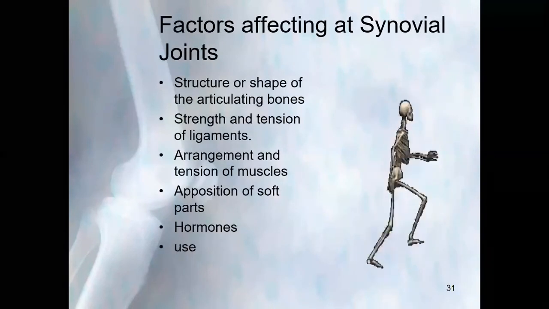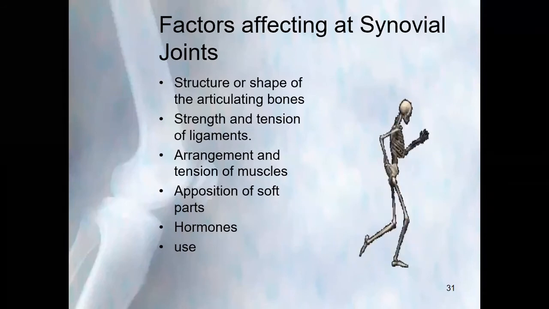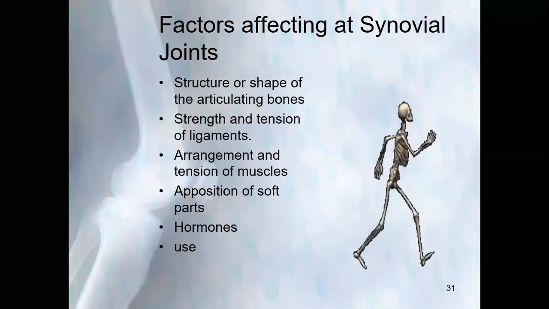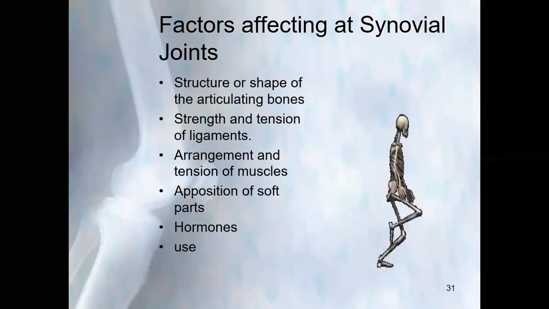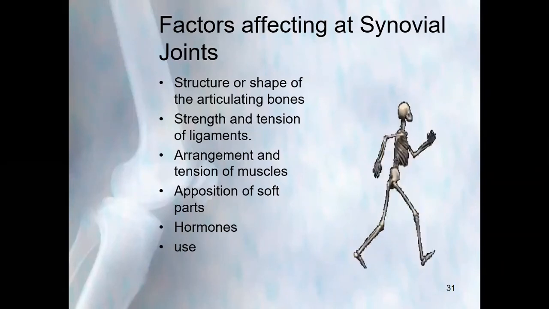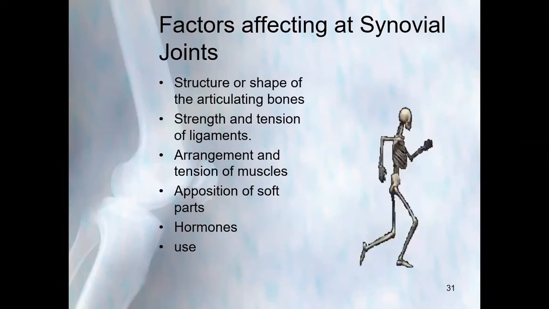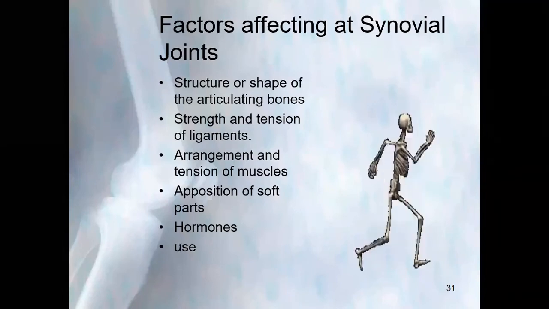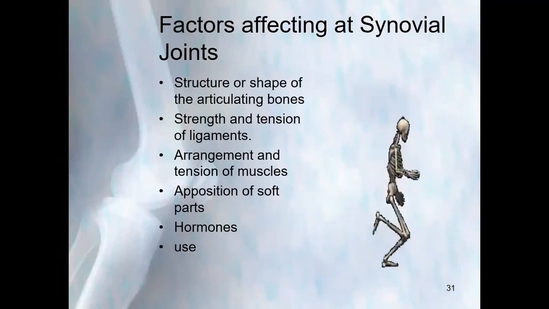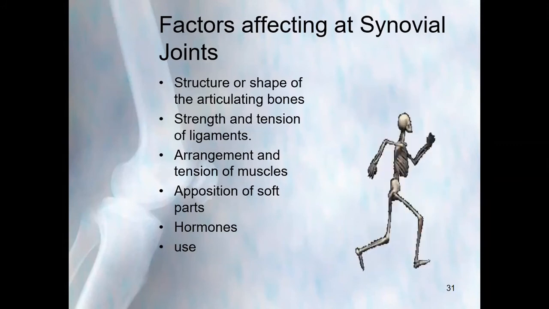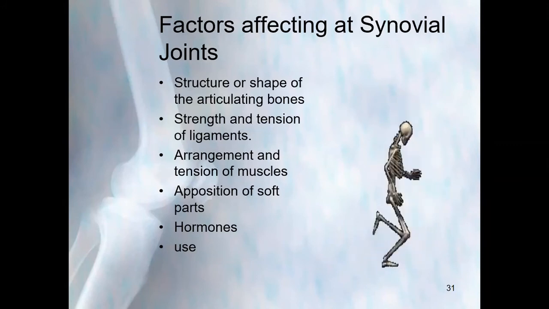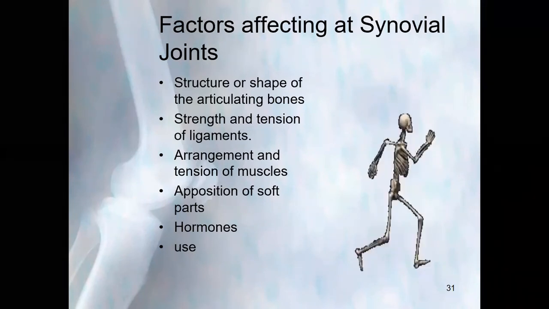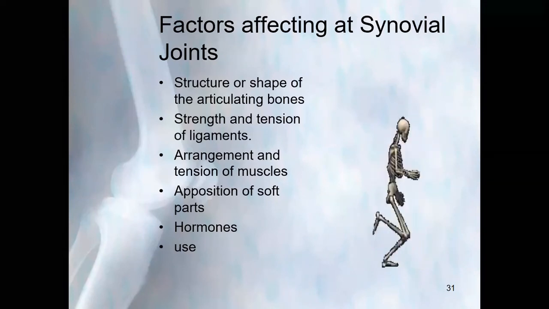Now, the structure or shape of the joint provides strength to the joint. If there is depth of the articular surface, it grips the other bone and makes a powerful joint, and dislocation is less possible in this type of joint. Also, ligaments provide support to the joint, as does the arrangement of muscles. If more muscle is present around the joint, chances of dislocation are less. Also, the soft tissue around the joint protects it from dislocation. Hormones and the use of the joint also strengthen it.